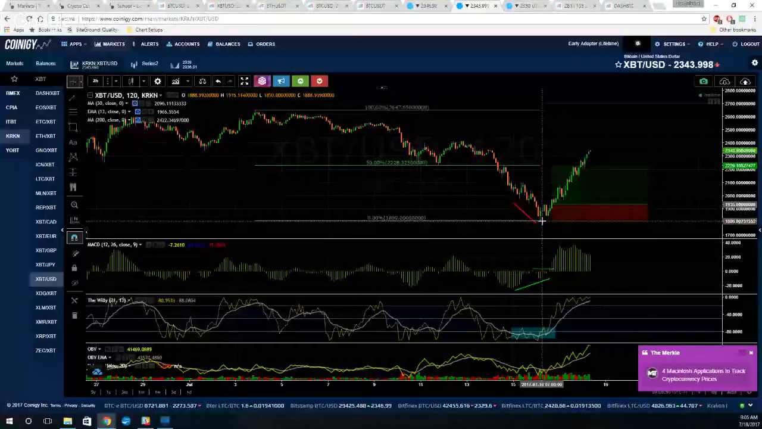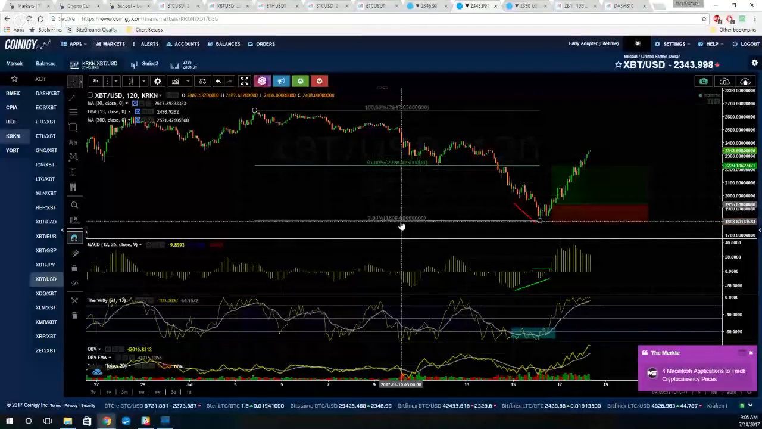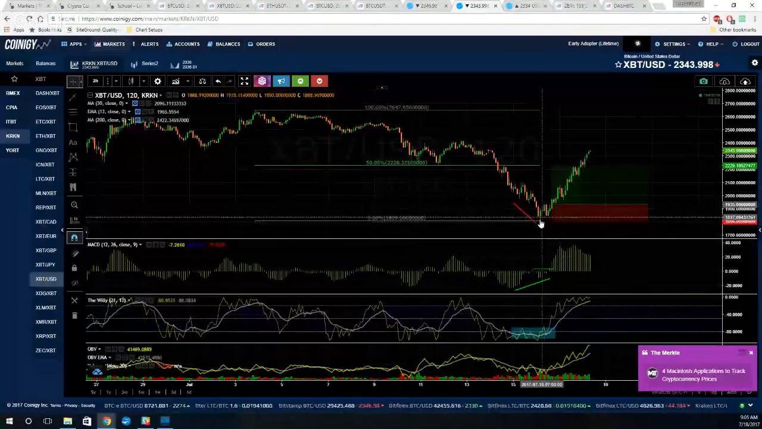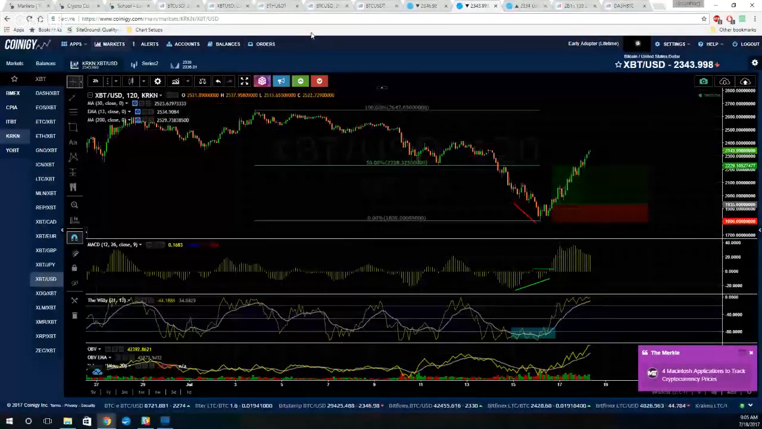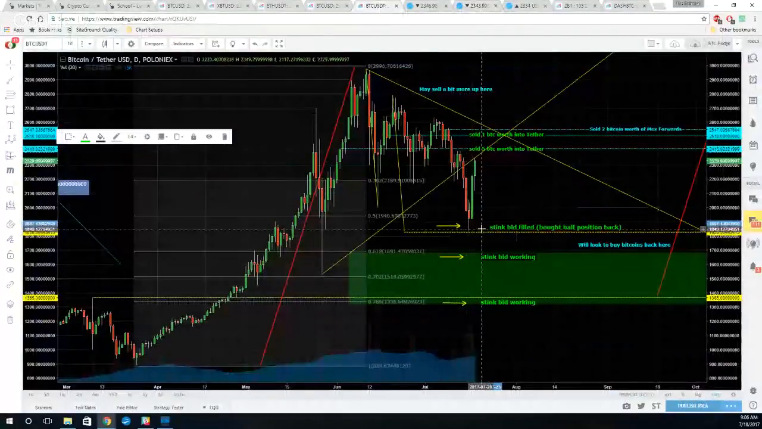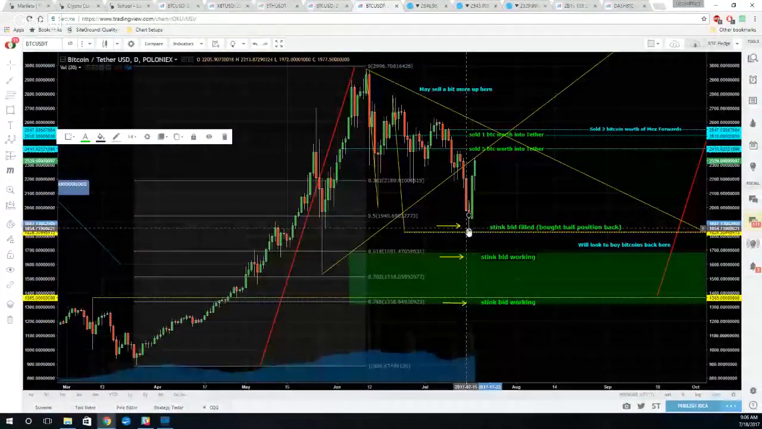I was really lucky in that I had a stink bid working down here at 18 and change. So I bought off of this tail here. And I suppose that's this crazy hedge program that we're running, right? I got lucky, and I got filled off of this level here.